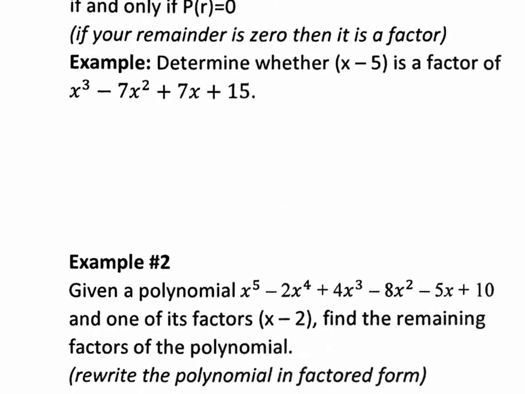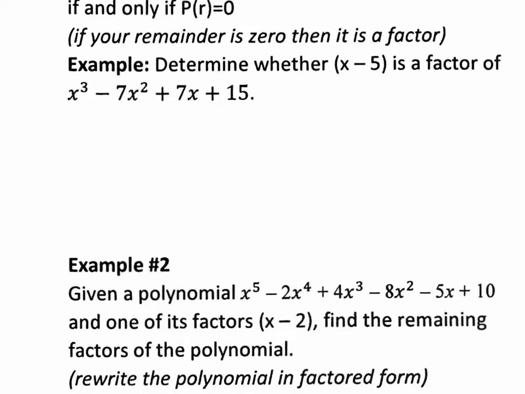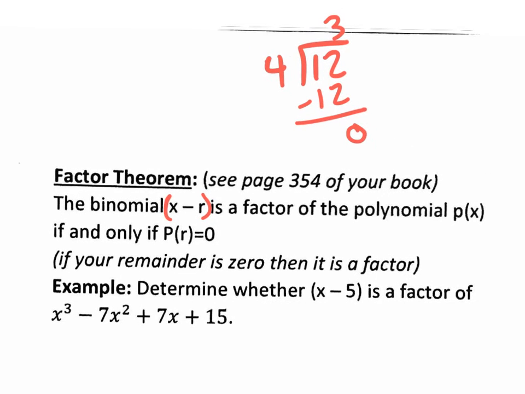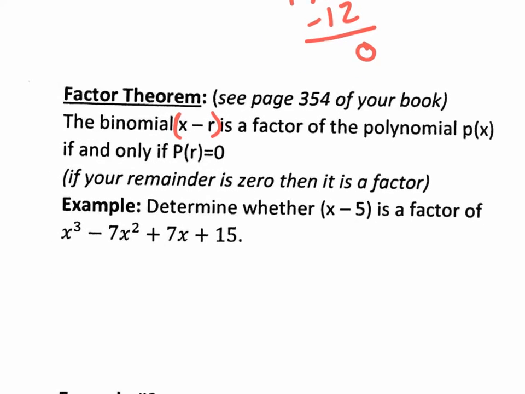So here's an example. Determine whether this is a factor of this cubic polynomial. I don't know, the only way to determine that is to divide this by this and see if your remainder is 0. Kind of like up here, 12 divided by 4, the remainder is 0. Yeah, 4 is definitely a factor. If you did 12 divided by 5, you'd get a remainder. That's not a factor.